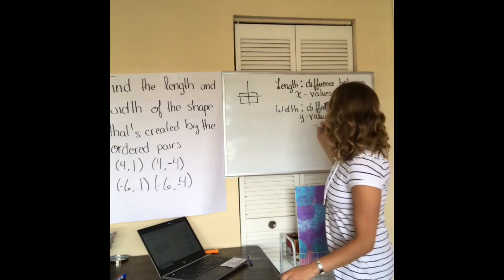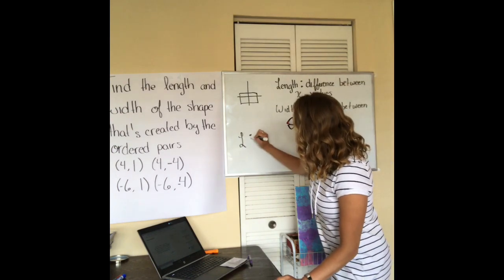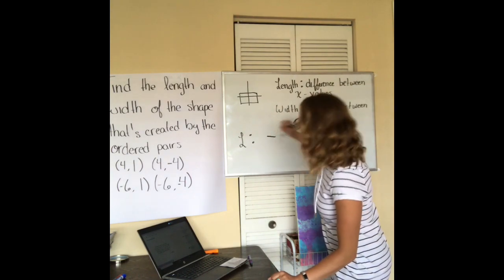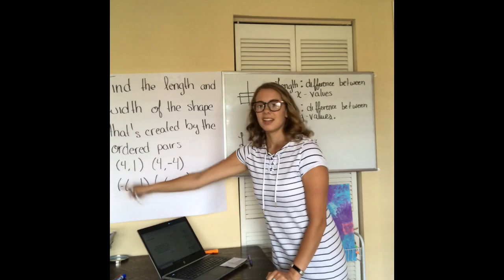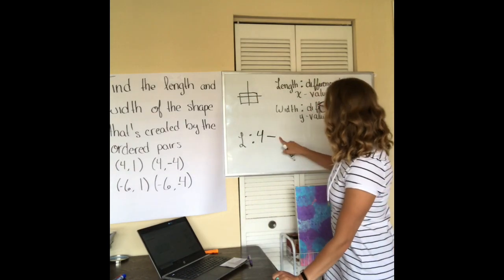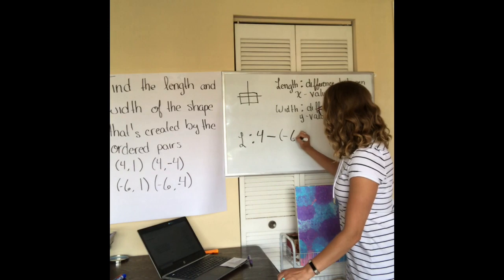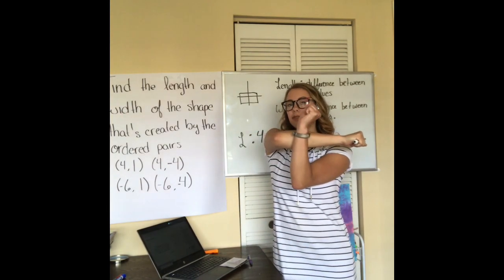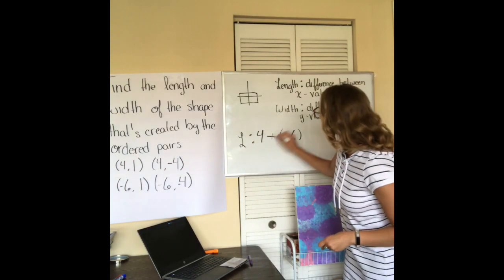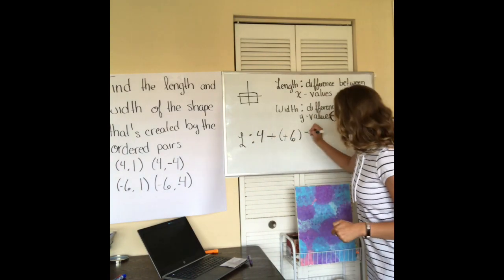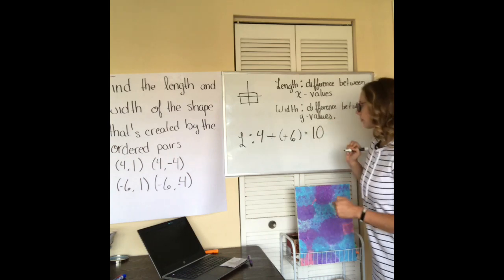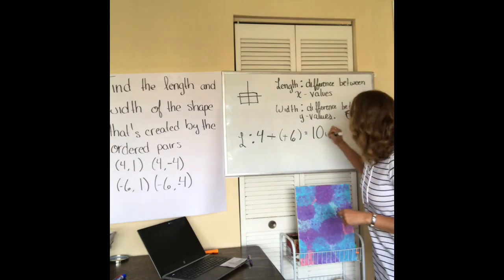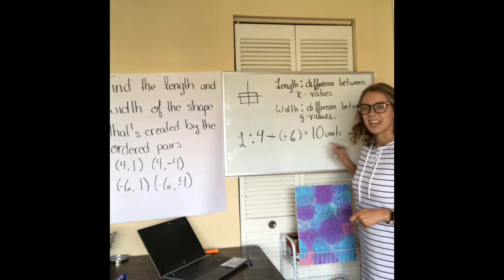So my length, let's just go with an L. My length is the difference. Difference means subtraction. So I'm going to subtract 4 and negative 6. So 4 minus negative 6. Now when I subtract a negative, I get a positive. I'm adding. So 4 plus positive 6 is 10. So it is 10 units is the length.